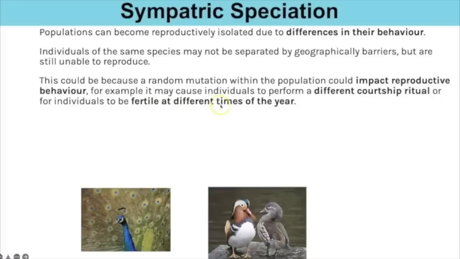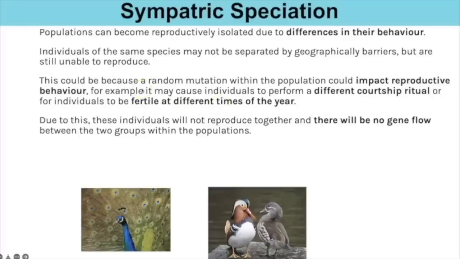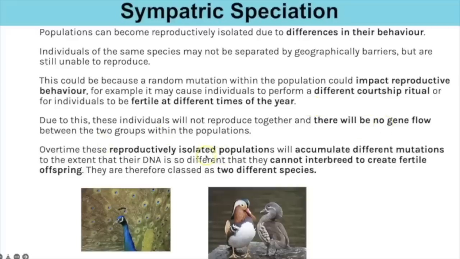So even if they did mate, they wouldn't become pregnant, and therefore they would not be mixing genes within that particular gene pool. Due to this, these individuals will not reproduce together and there'll be no gene flow between the populations. Over time, these reproductively isolated populations, just like in the other example, accumulate different mutations to the extent that their DNA is so different they are no longer classed as the same species.